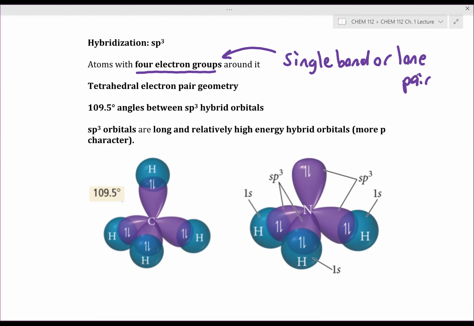Because as we discussed, double and triple bonds, are they sigma or pi? A double or triple bond, is that a pi? Yeah, and we don't need to hybridize to form pi bonds. Now, sp3 hybridization corresponds to a tetrahedral electron pair geometry with a 109.5 degree bond angle. To reiterate again, sp3 orbitals are long and relatively high energy orbitals.